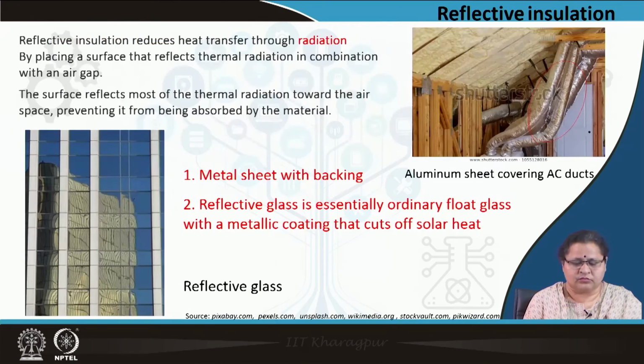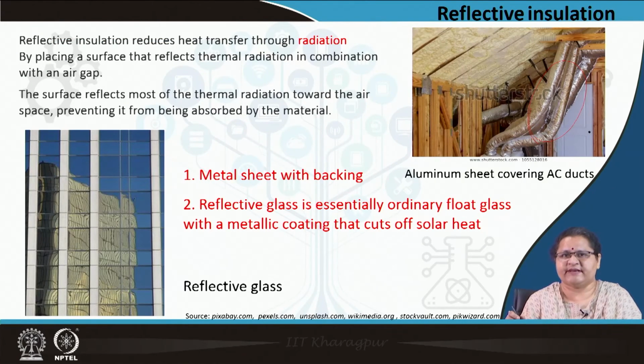Where do we put this reflective insulation, this metal sheet? You can see these are all put in pipes. These pipes may be the air conditioning ducts, where the cold air needs to move from one place to another, and there you do not want the outer heat to make the inner cold air warm. So, that is why these pipes are coated with this metal sheet, which also has a backing, and these are usually aluminum foils.